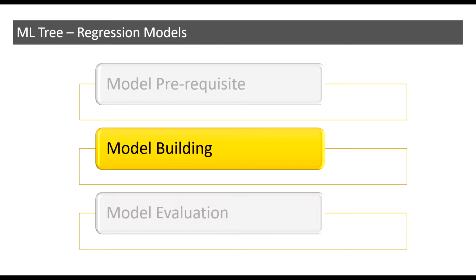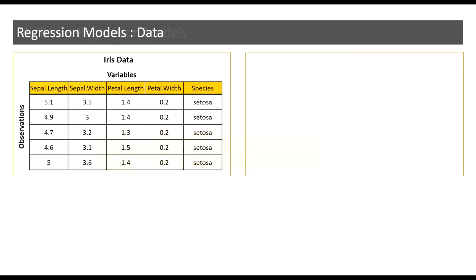In this video, we will explore the theoretical concepts behind building a regression model. I had explained previously that I will be using the iris dataset to deploy all the models in R. For a refresher on the iris dataset, click on the link provided below. Here, on the left-hand side, we can see the iris dataset. We will be building a regression model on this dataset.